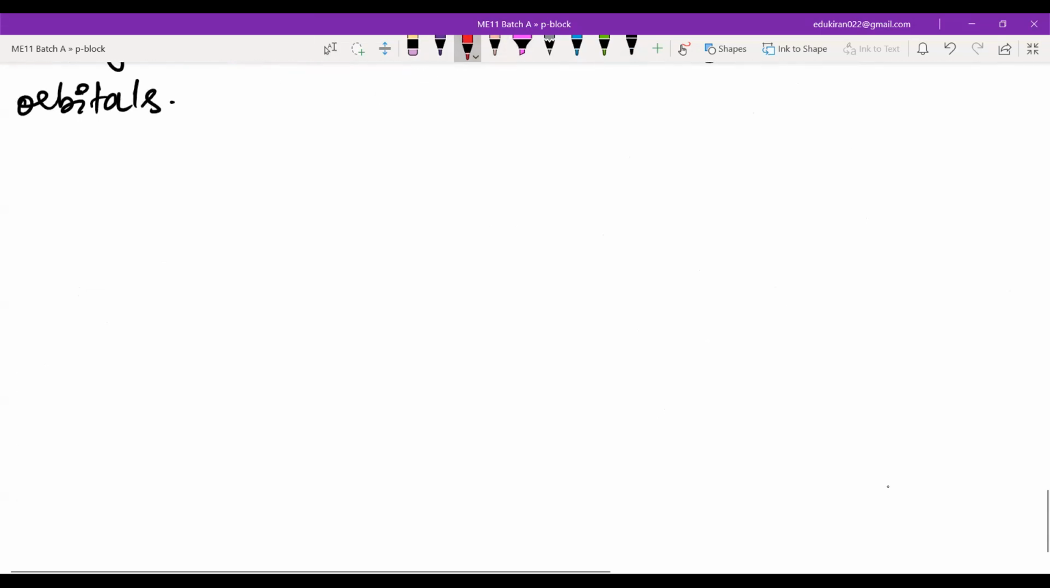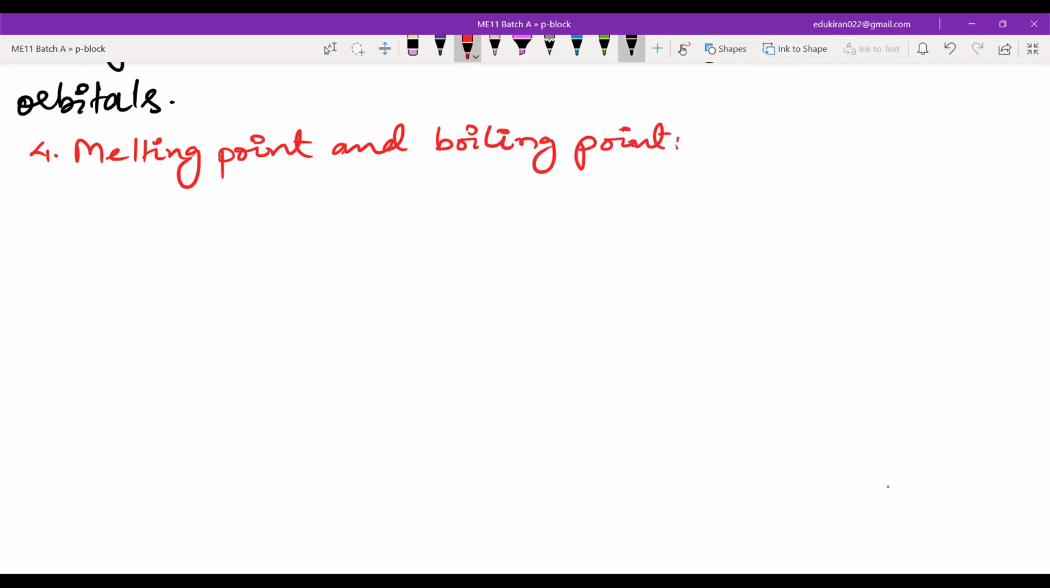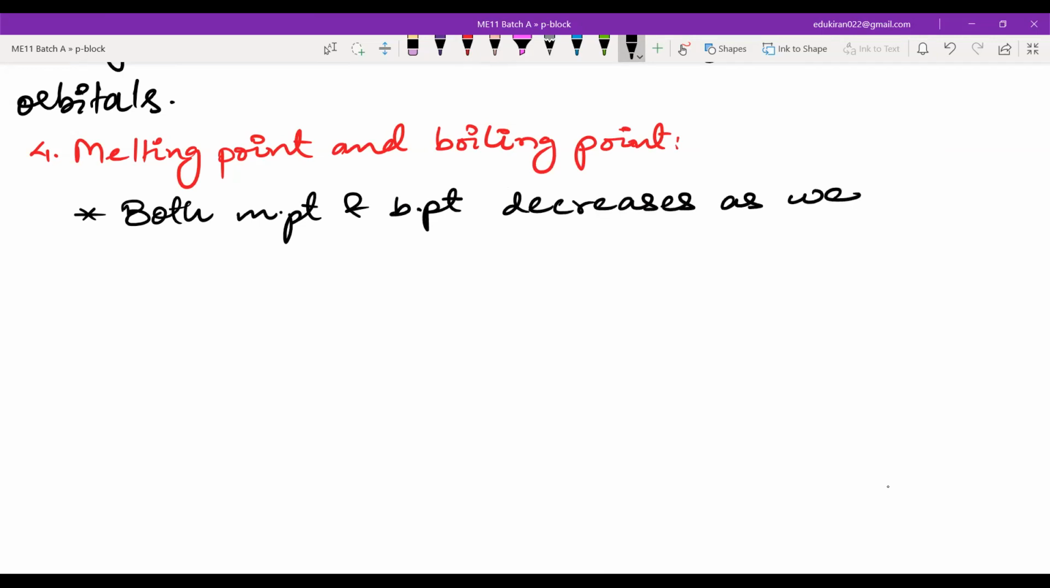Write the next one, that is melting points and boiling points. Both melting point and boiling point decrease as we move down the group. Okay. Now, why is this happening?